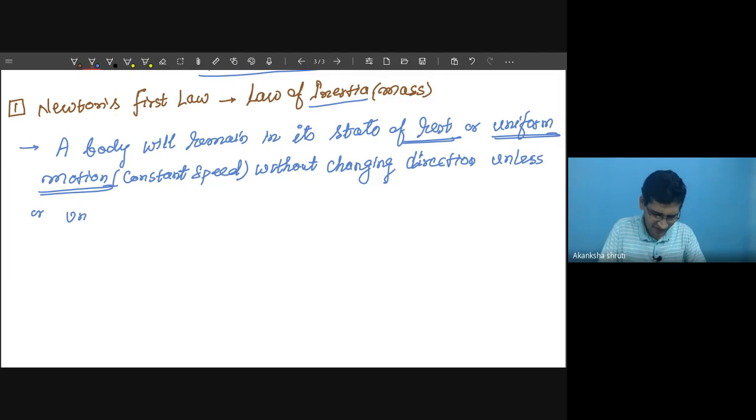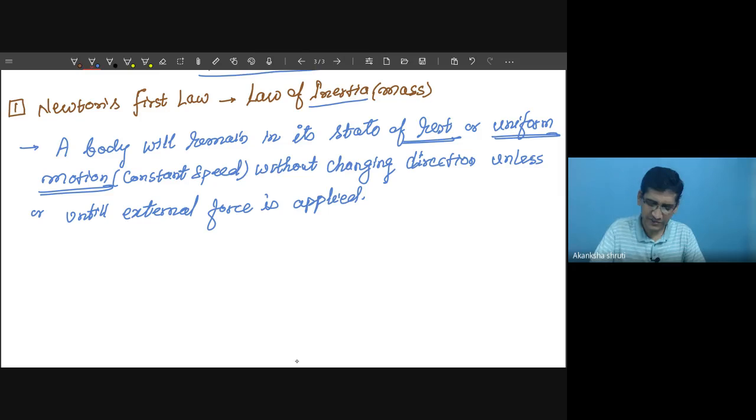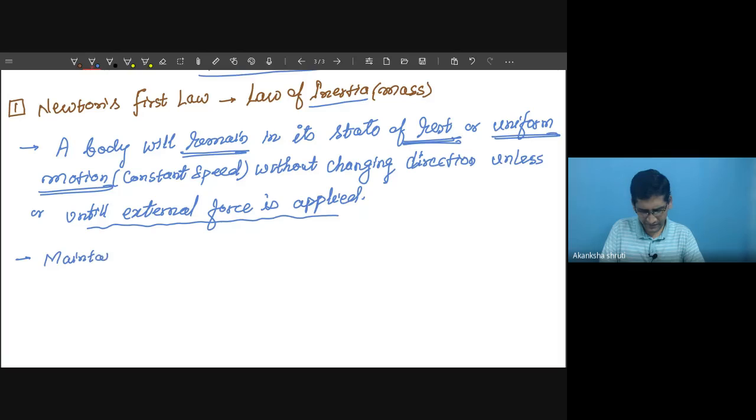unless or until external force is applied. Means if it is at rest, it will remain at rest, or if it is in motion, it will remain in motion unless or until external force is applied. This is very important. Means maintaining the state, maintaining the state.